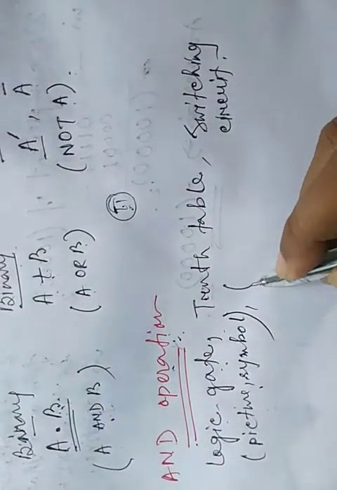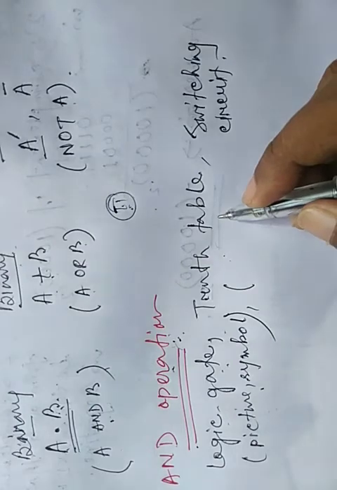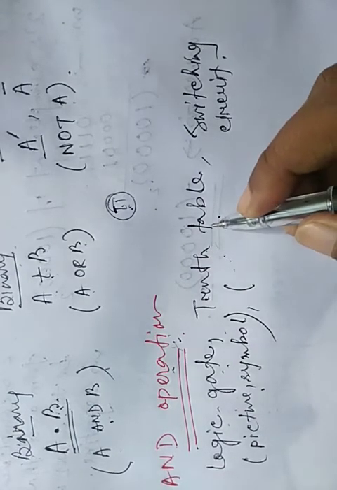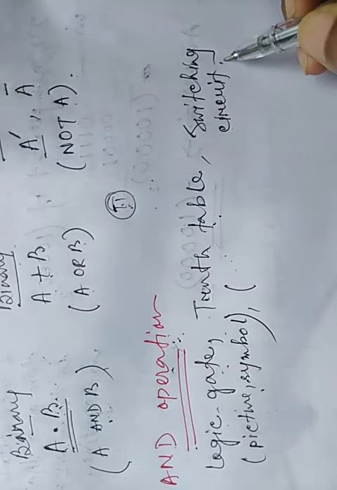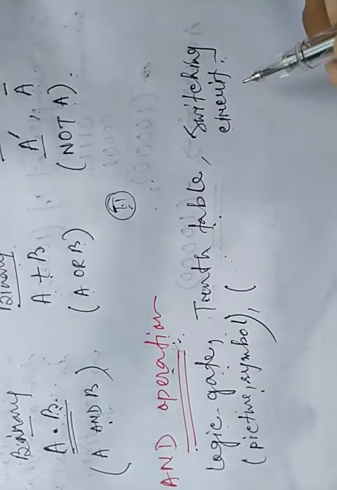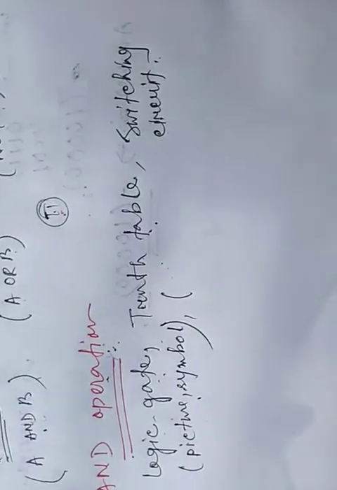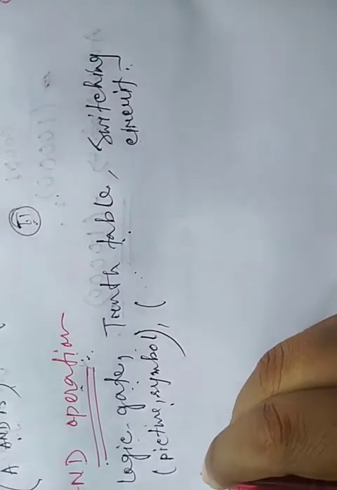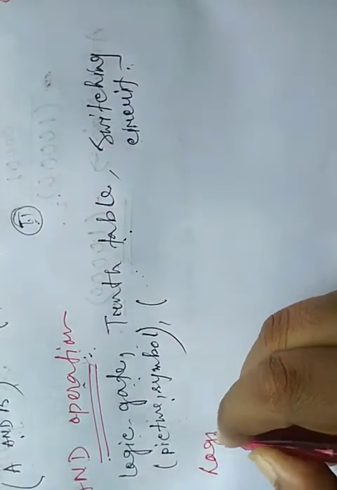Truth table shows for what input value we get what output value. And the switching circuit is also a representation of how the circuits are joined in a practical way. We don't need to do any practical here, only paperwork. So for AND operation, first we are going to learn the logic gate, that means the symbol.